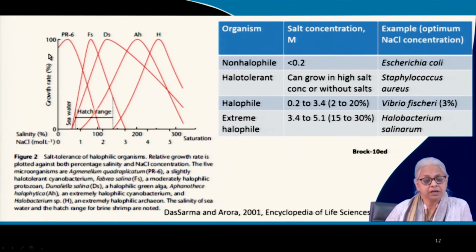And you can see another graph from a paper, and you can see the salinity levels as well as the examples of halotolerant as well as halophilic bacteria and algae. So there's a protozoa, yes.